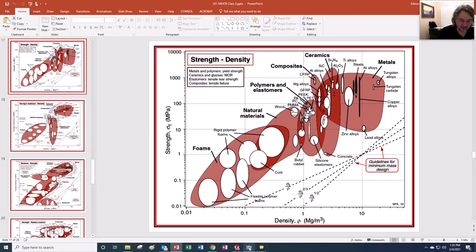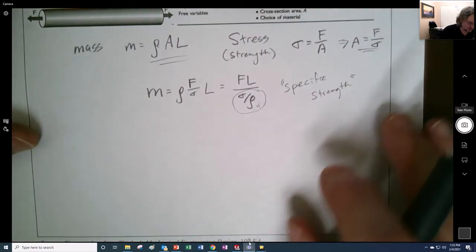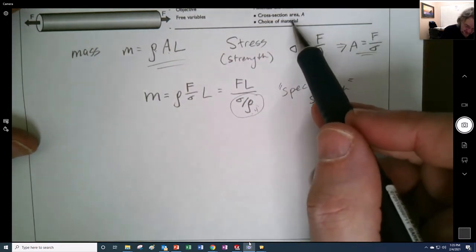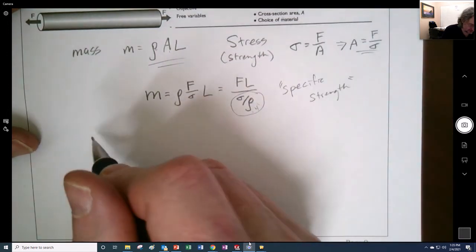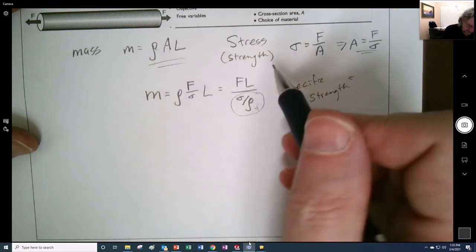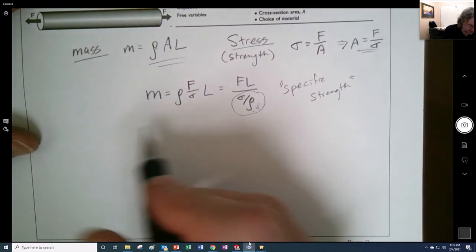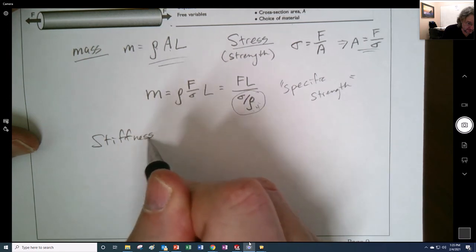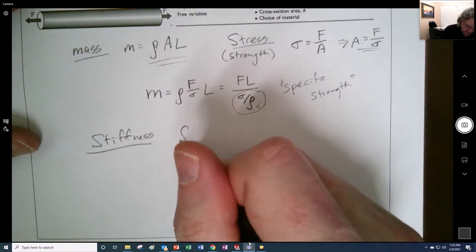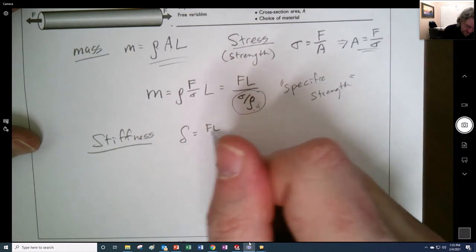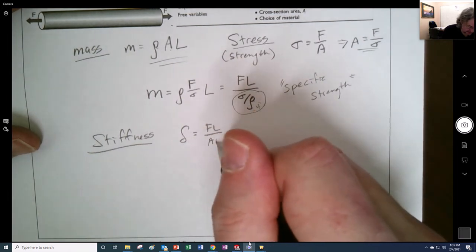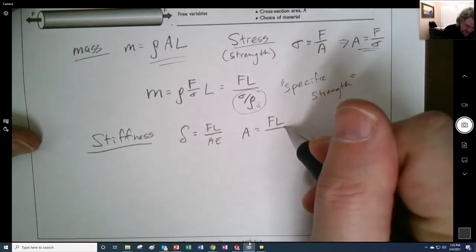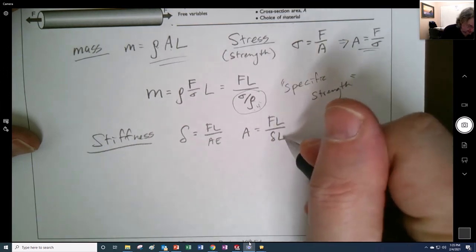Hypothetically, coming back into our problem, what if instead stiffness was also something that we would care about? Here's a stiffness relationship for a rod: displacement is FL over AE. So we can say that A is equal to FL over delta E.